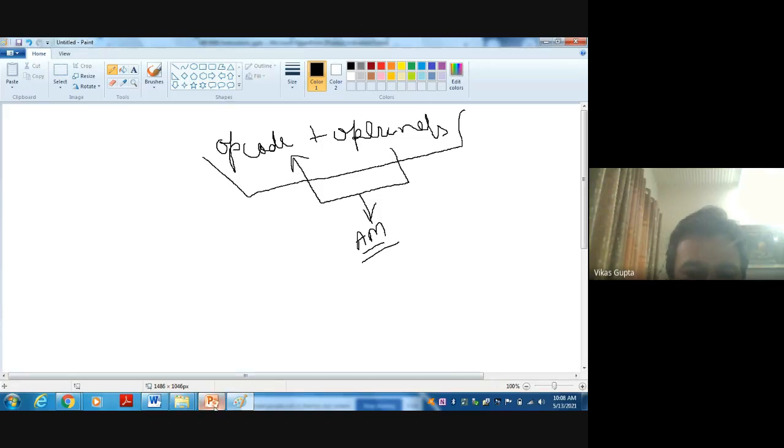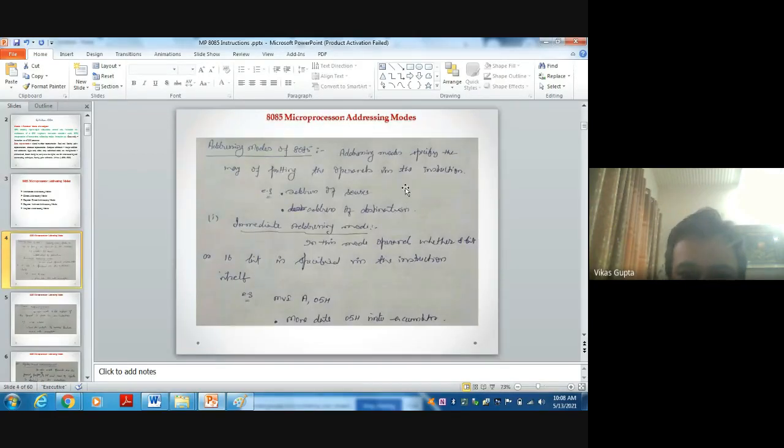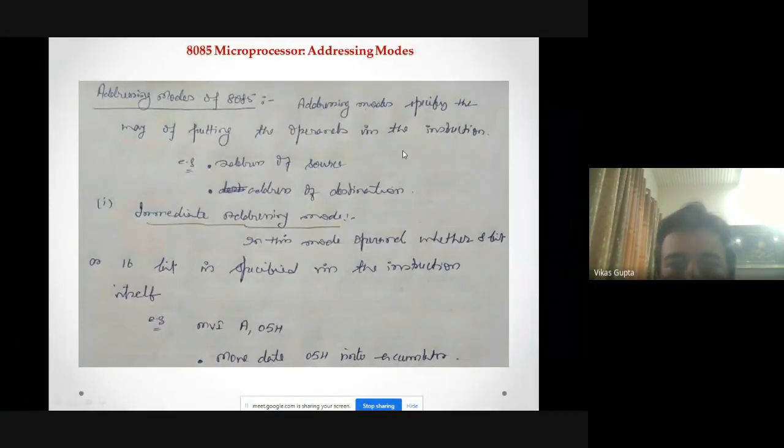And in 8085 we have 5 addressing modes: the immediate, the direct addressing mode, the register direct addressing mode, the register indirect addressing mode, and the implicit addressing mode. So let us discuss all the addressing modes in detail. As I have already told, addressing mode specifies the way of putting the operands in the instruction, that is, how to specify the address of the source and how to specify the address of the destination.